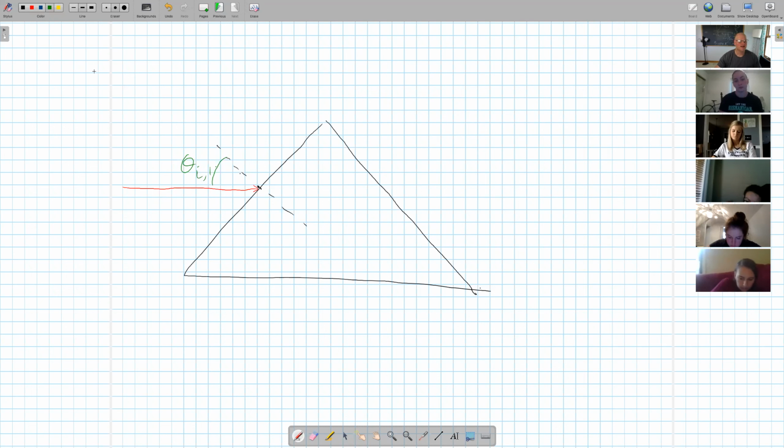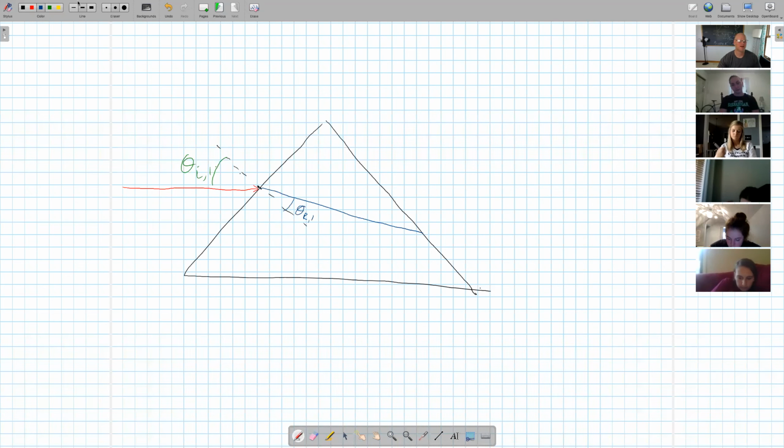This is then going to refract, something like this. Then I want to measure also this angle here. This is going to be my refracted angle 1.